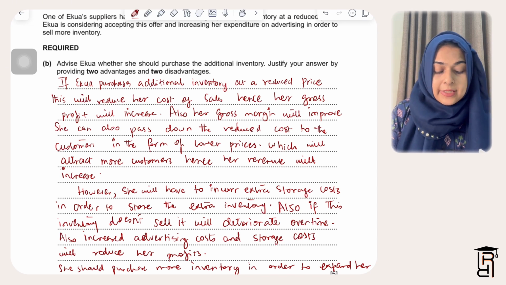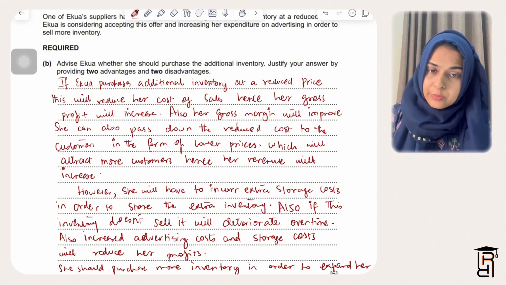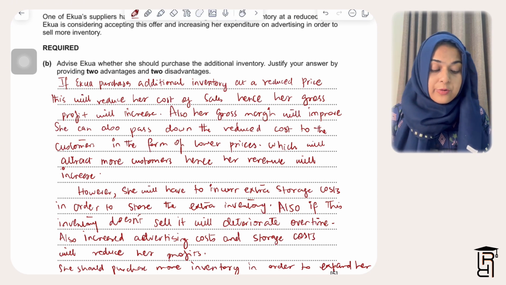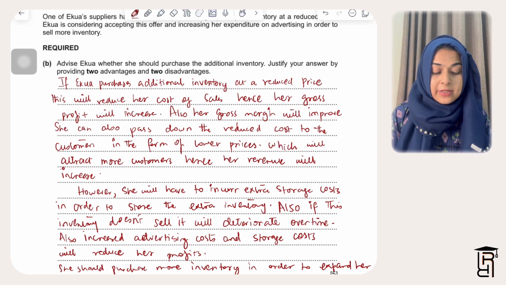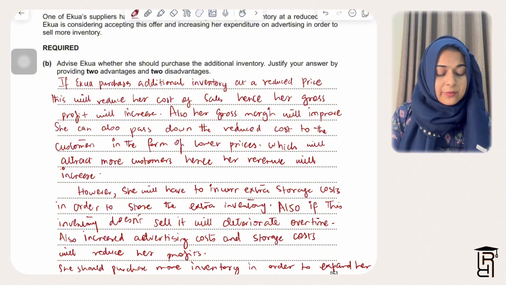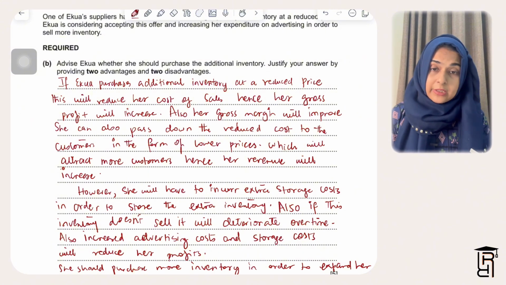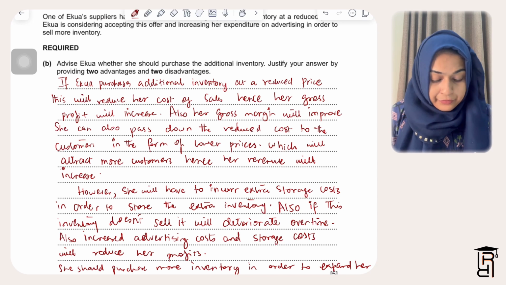If Equa purchases additional inventory at a reduced price, this will reduce her cost of sales. Of course, cost will go down because it is at a reduced price. Hence, her gross profit will increase. Also, her gross margin will improve because obviously gross profit is increasing. She can also pass down the reduced cost to the customers in the form of lower prices. That is also an advantage to Equa, which will attract more customers. Hence, her revenue will increase. So she'll be able to sell more quantity of inventory if it is cheaper.